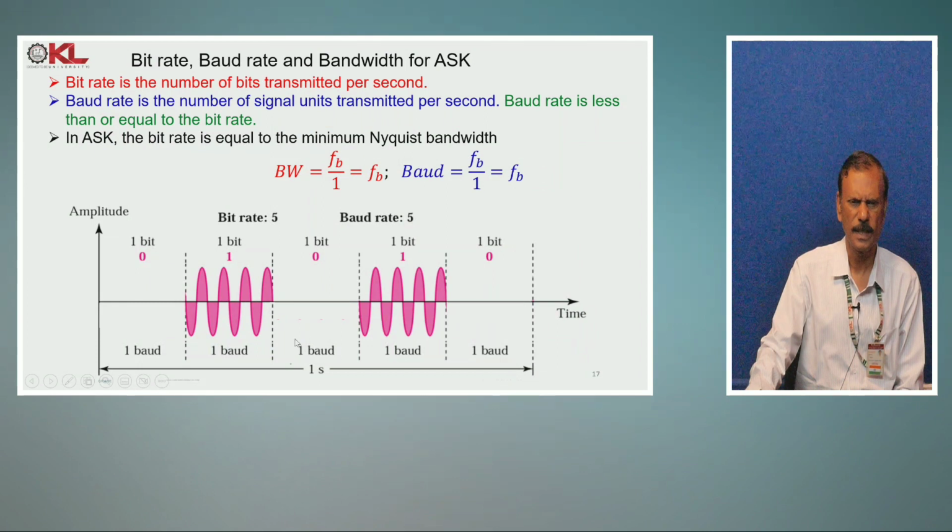Suppose for this signal, you can observe here that until here is 1 second, it is already given as 1 second. How many bits are there? 1, 1, 1, 1 and 1. So the bit rate is 5. And there is only one signal element, so only 0 or 1 here, so the baud rate is also 5, and the bandwidth is again 5 hertz.